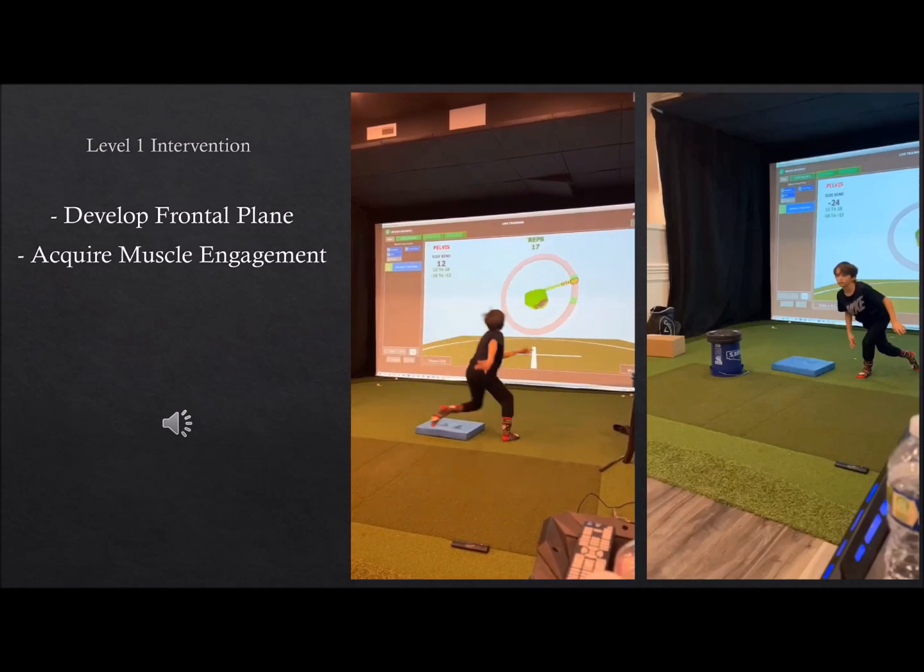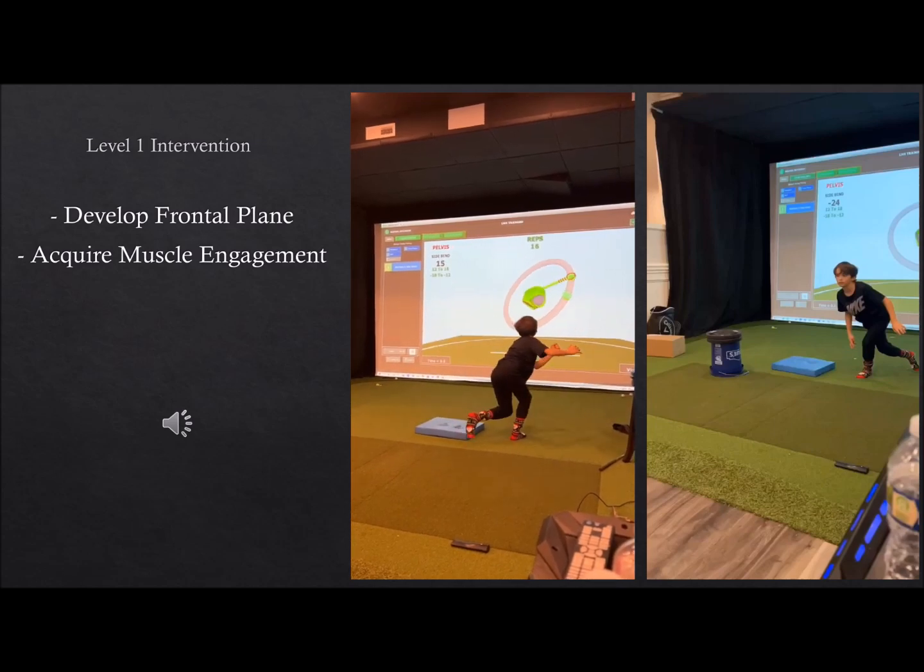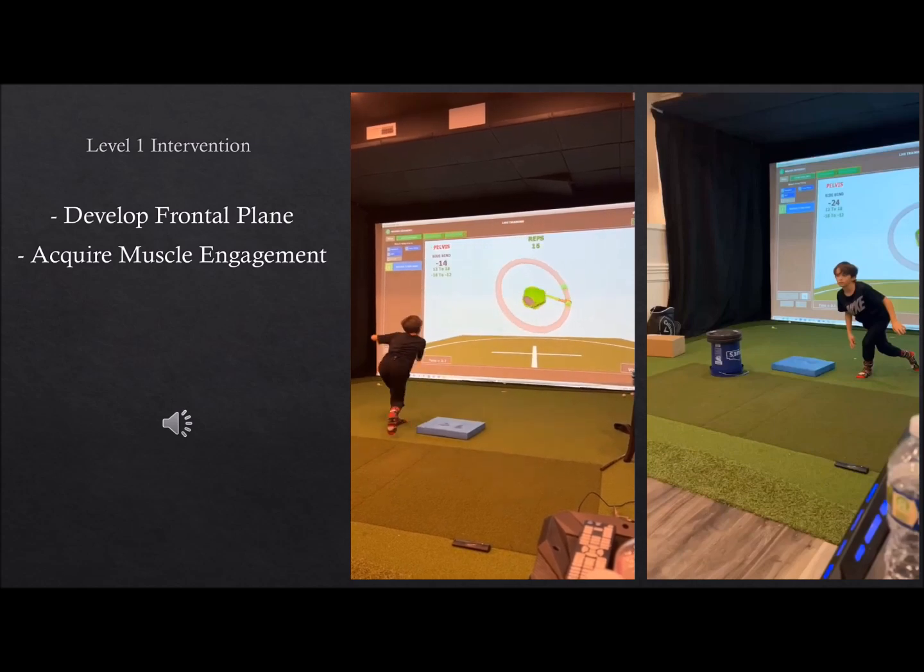So this is Michael in a stage 1 intervention activity where he's just starting to learn and train his body and his brain how to engage muscles in the frontal plane. We use the biofeedback system so that he can build more precision with his movement and develop a faster understanding of what it means to move certain body parts in certain planes of motion.